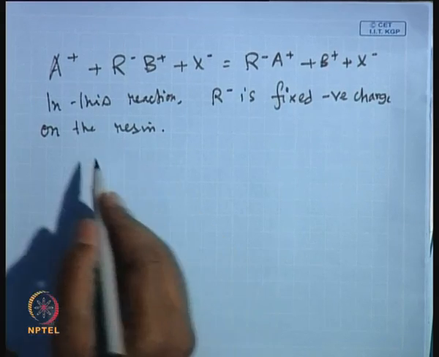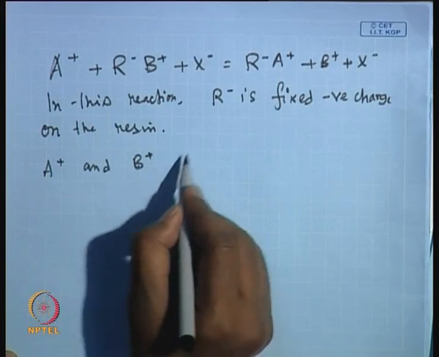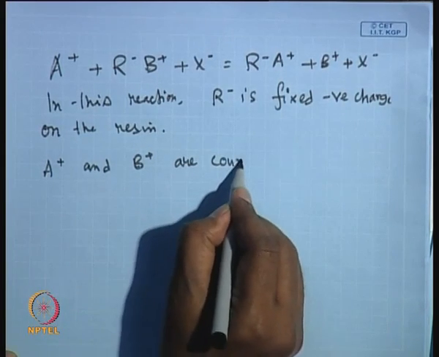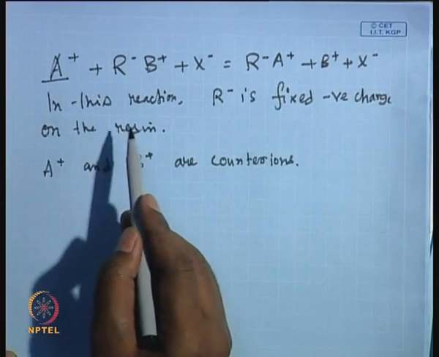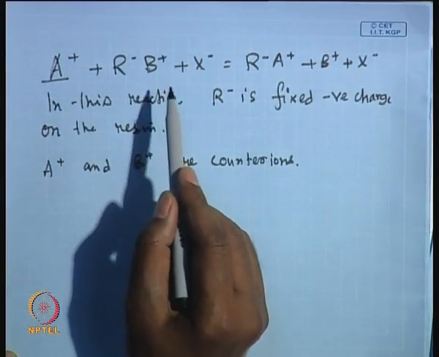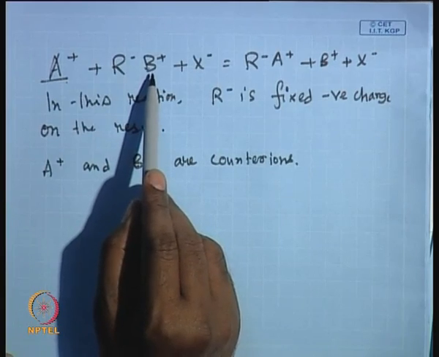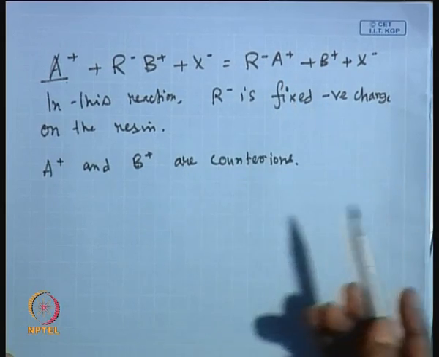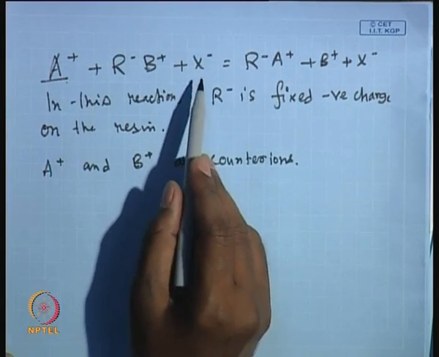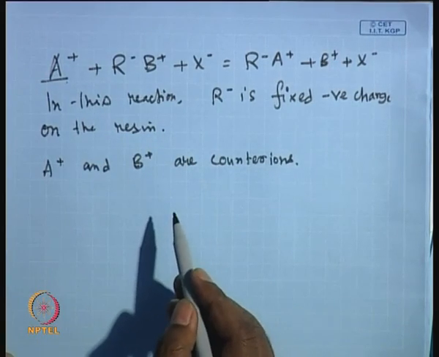A plus and B plus are counter ions. That means A plus is present in the liquid stream, B plus is present in the solid state, and A plus will be displacing the B plus and it will be exchanged, and A plus will be fixed in the solid state and B plus will be coming to the liquid stream, and X minus is the coion that is coming through the liquid stream, because the electron neutrality will always be maintained, right.